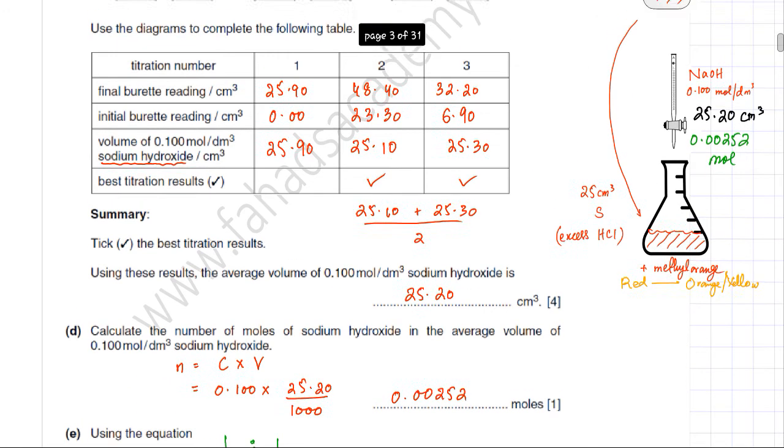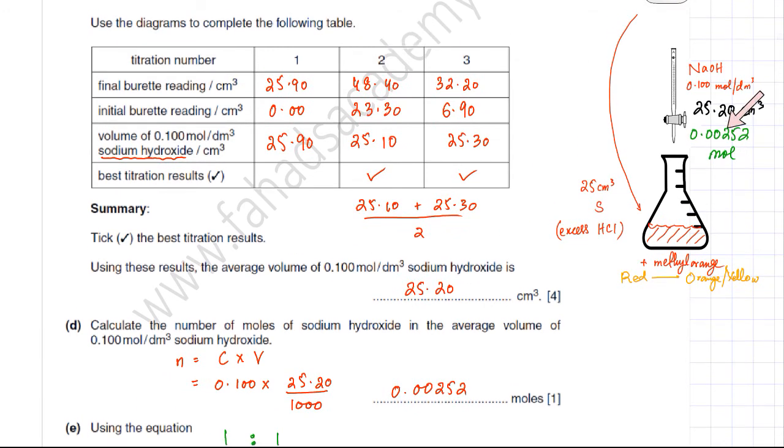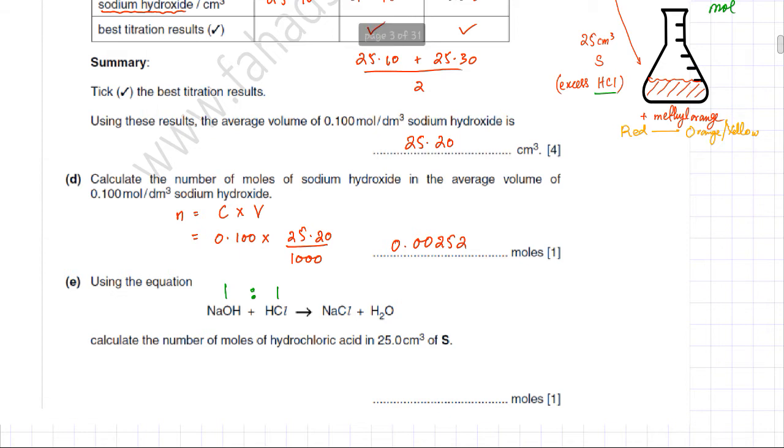So going back to our sketch over here, if NaOH has 0.00252 moles, then HCl is going to have exactly the same number of moles, because the ratio in which NaOH and HCl react is exactly 1:1. So the next answer is going to be exactly the same. It's going to be 0.00252 moles, because NaOH and HCl react in exactly the same ratio.